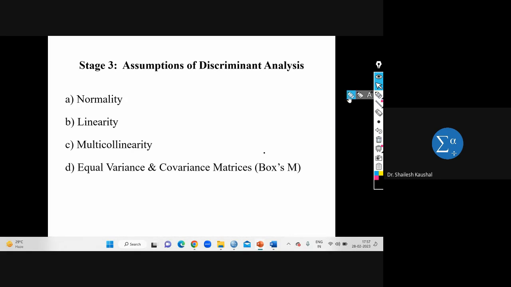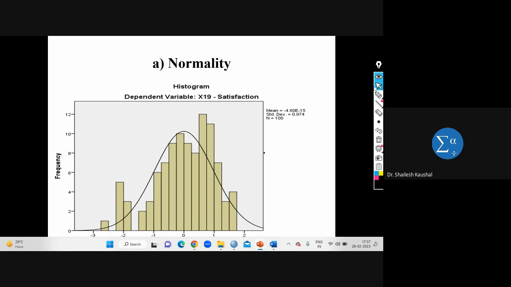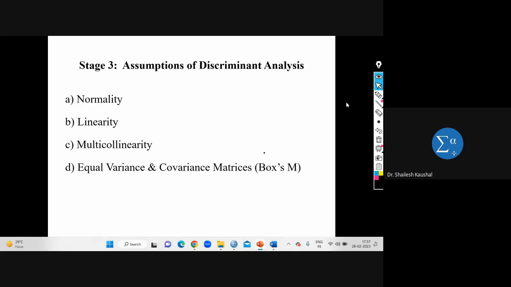Now the assumptions of this test, discriminant analysis. So there are four main assumptions of discriminant analysis. The one is data should be normally distributed, linearity, multi-collinearity, and equal variance and covariance matrices or Box's M score. So we can check the normality, linearity, and multi-collinearity of the data.